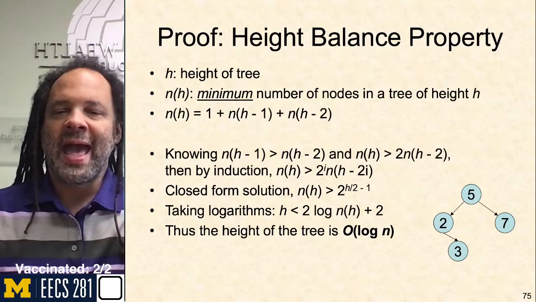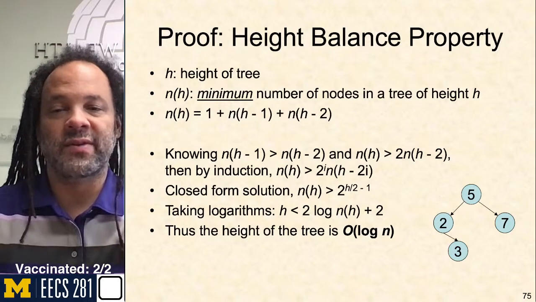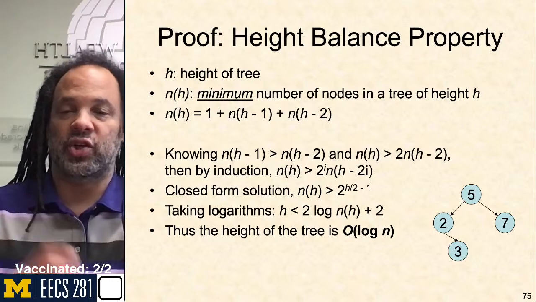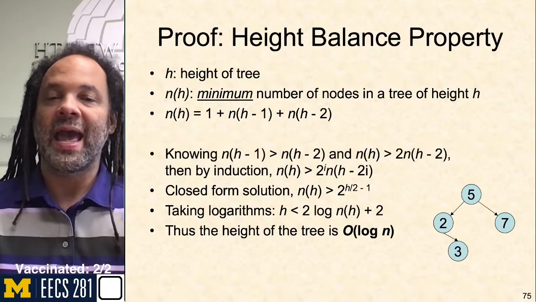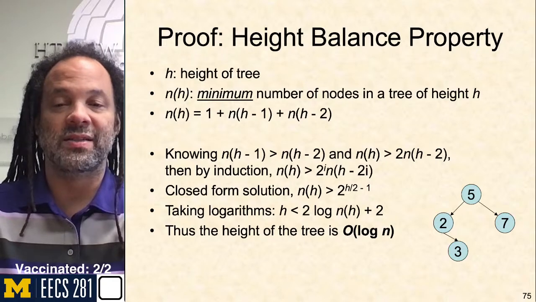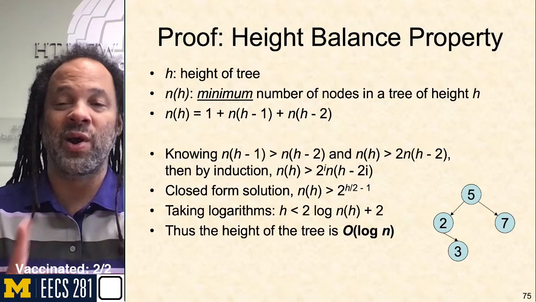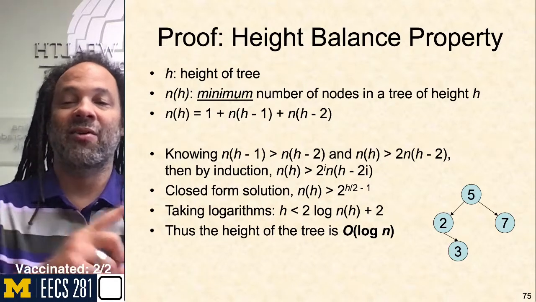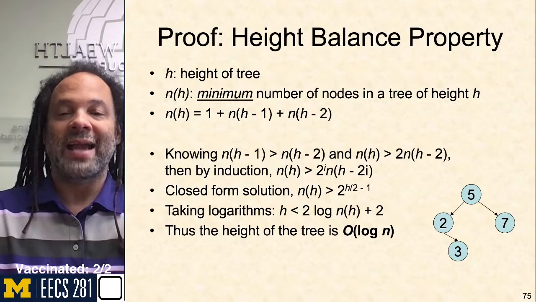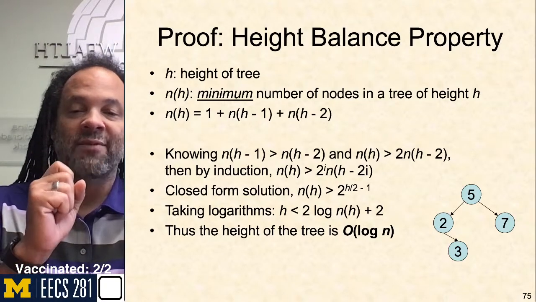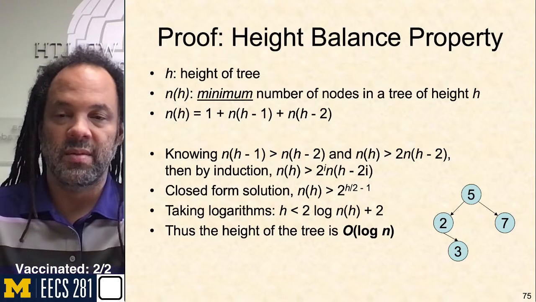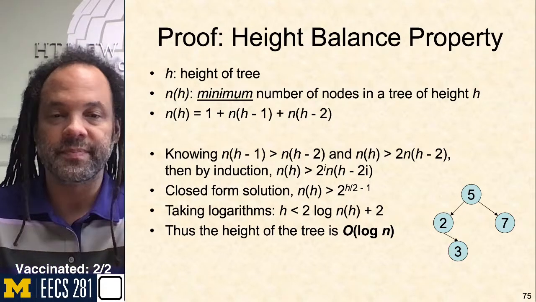Now, n of h minus 1. Our total height is h, so h minus 1 is the one that's just a little bit shorter. So that's the tall side. h minus 2, that's the short side. And it's not too hard to see why there should be more nodes in the tall side than there are in the short side. It's taller. So I can say that the number of nodes, n of h minus 1, has to be greater than n of h minus 2 because there's more nodes in the tall side.